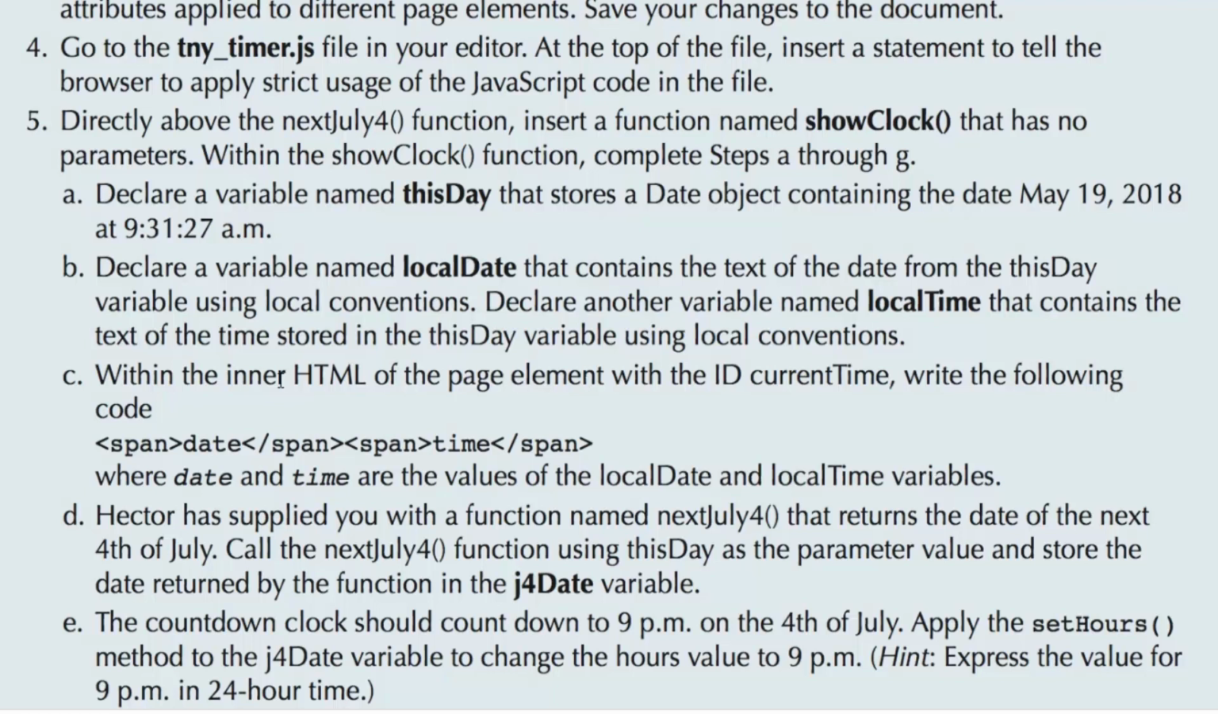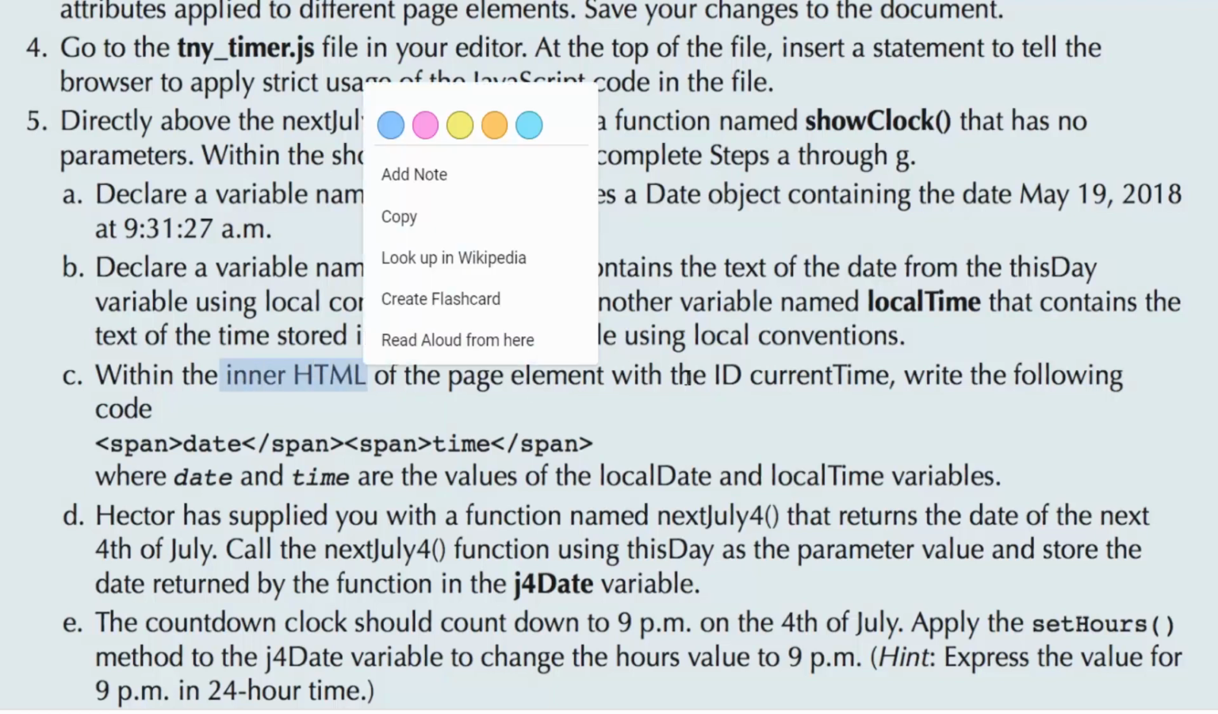So the instructions give us kind of a hint as to where we're going with this. We're going to need to get the element that has the ID of current time and change its innerHTML property to have new HTML, which is going to be the span, then the local date, and then another span with the local time variable in there. So we'll need to concatenate all that together to create a new HTML value to assign to the HTML property of the current time element.